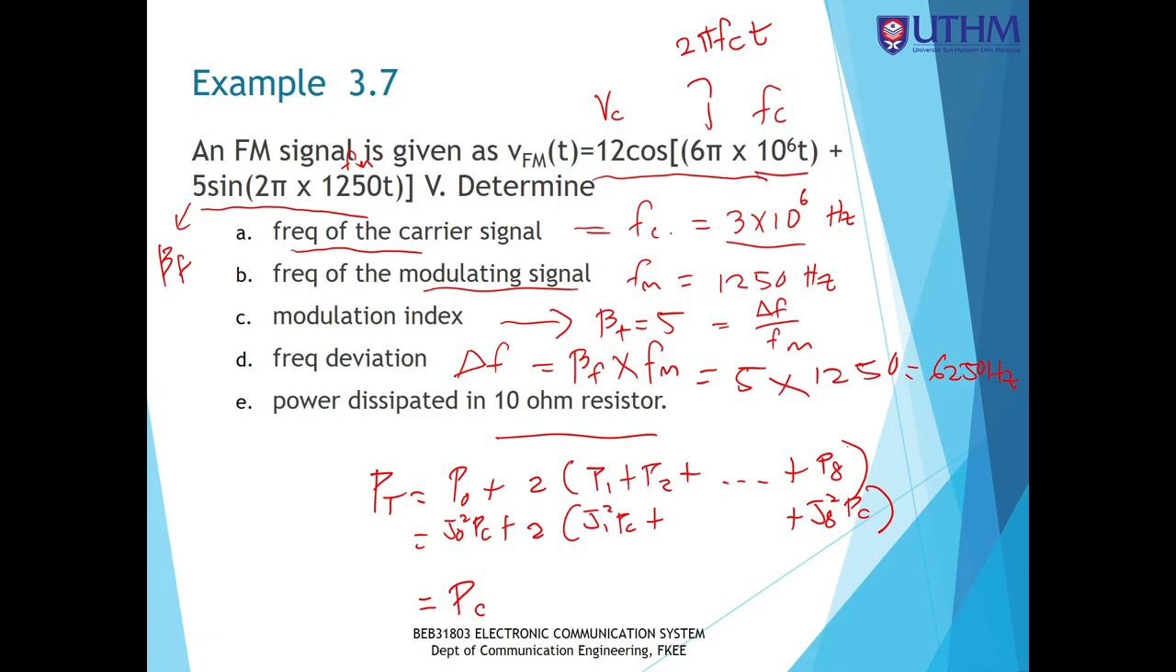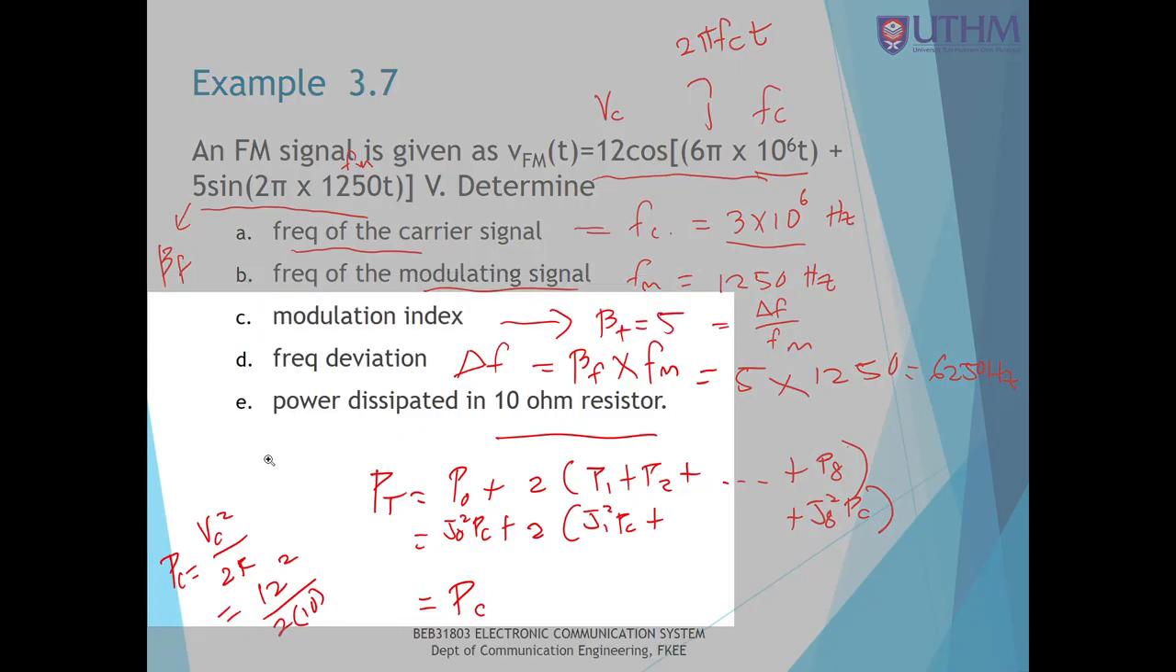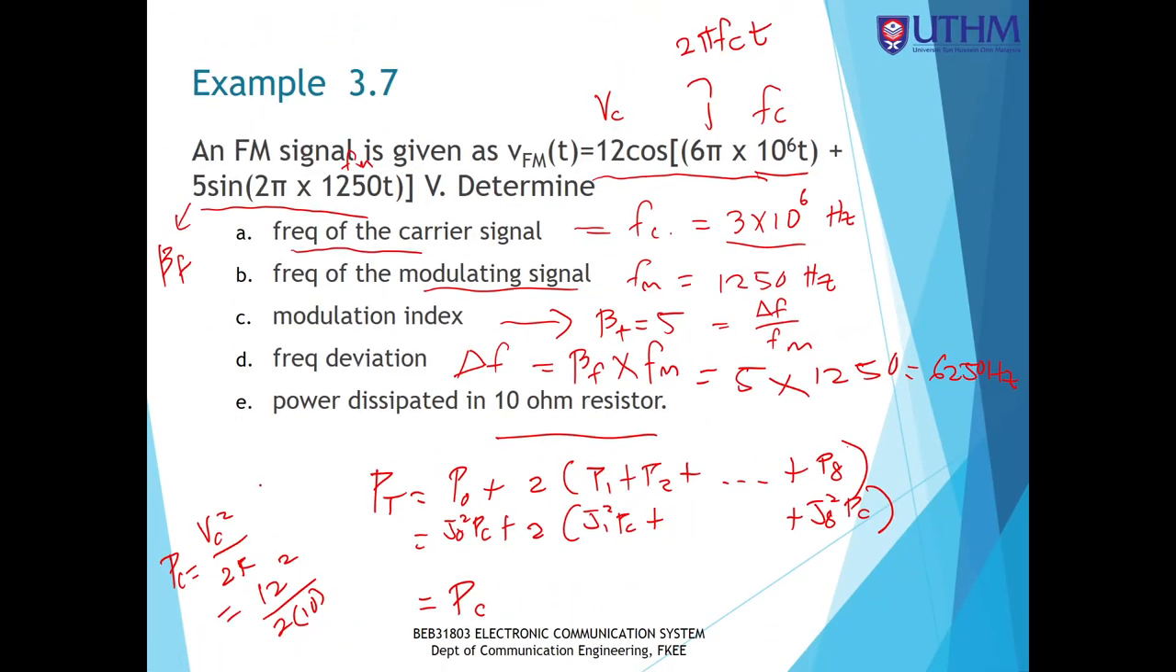So how much is PC? PC is equal to VC squared divided by 2R. VC is 12, so 12 squared divided by 2 times 10. So here you get 12 to the power of 2 divided by 20, which is 7.2 watt. If you do the calculation based on the complete equation, you will get 7.something, if I'm not mistaken maybe 7.199. It's very close to 7.2.